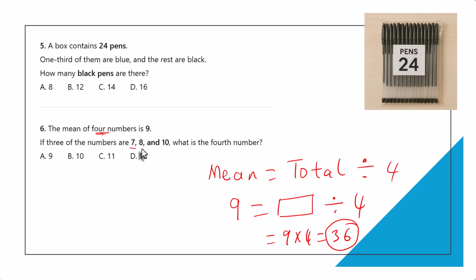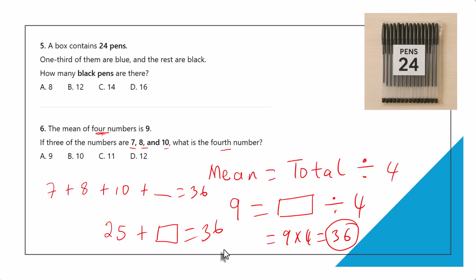Okay? Now, we haven't finished. Already we have 1, 2, 3 numbers, but we need the fourth one. So we're looking for numbers that if we add together, and we add the missing one, we should get 36. So if you do 7 plus 8 plus 10 plus another number, you get 36. How do you work that number out? First, add this up. 7 plus 8 plus 10 is 25. And this 25, if you add it, you get 36.